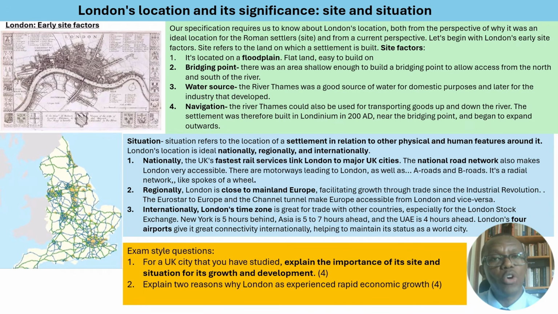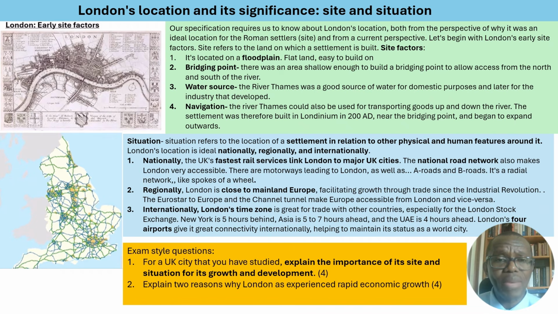So the next thing that we are going to talk about is London's location and its significance, especially in relation to its site and its situation. Those are 2 very important keywords that our specification requires us to know about. Now, when talking about the site, we are mostly talking about the early site factors that were looked at by the Romans before they established the settlement in Londinium in 200 AD. So what were those early site factors?